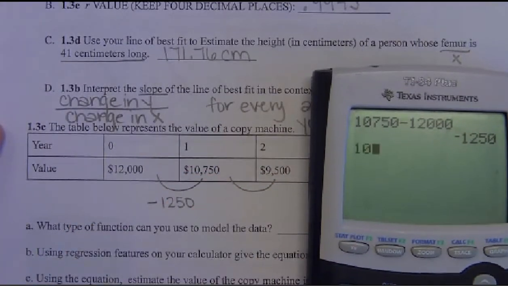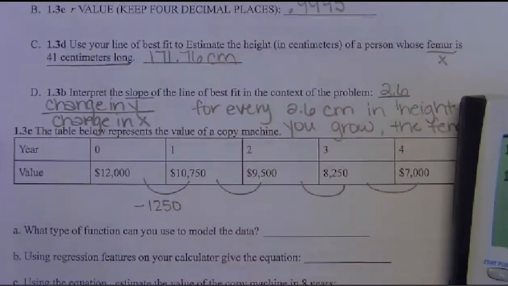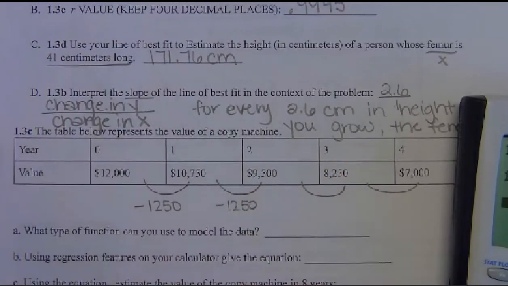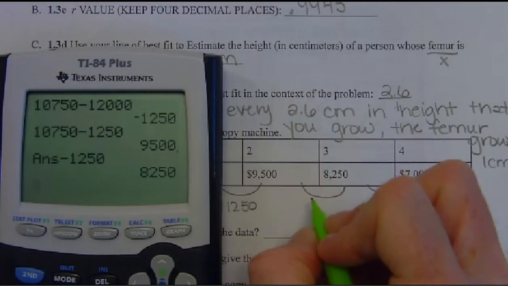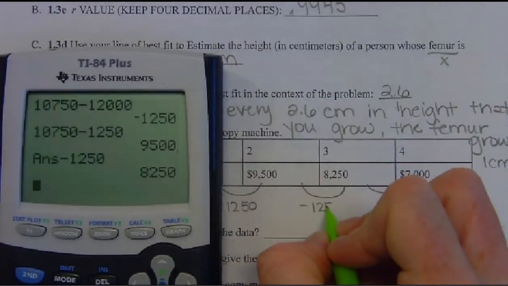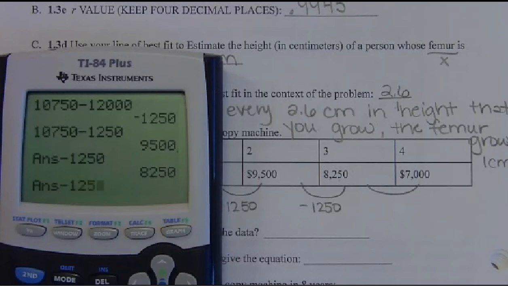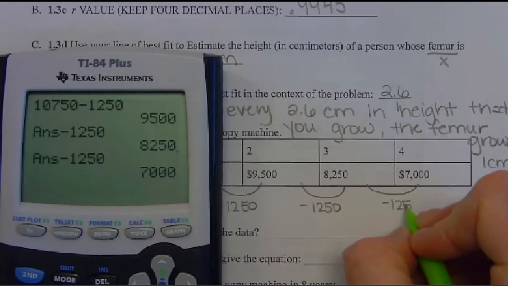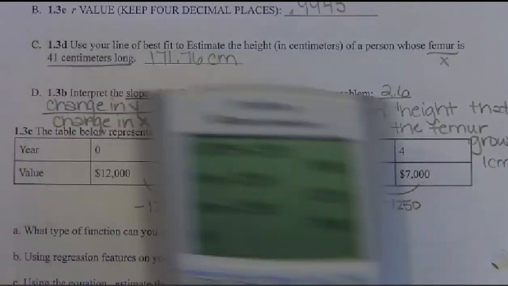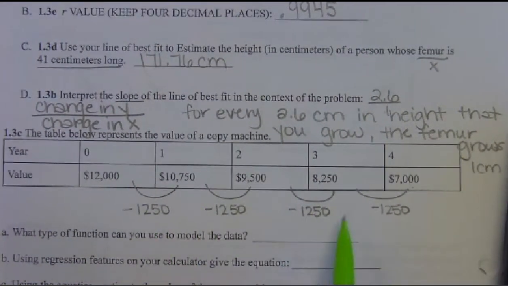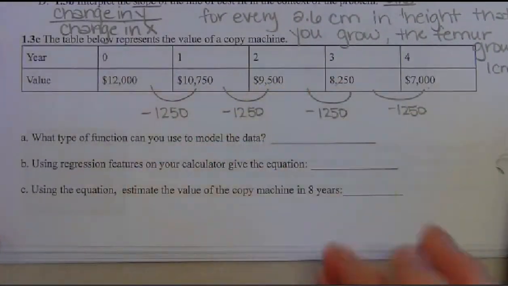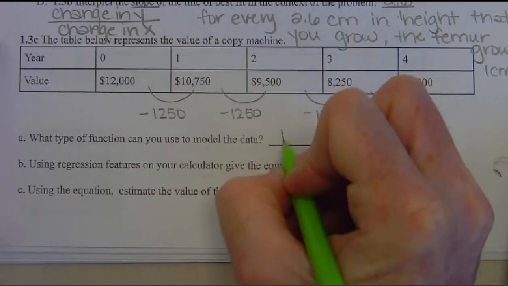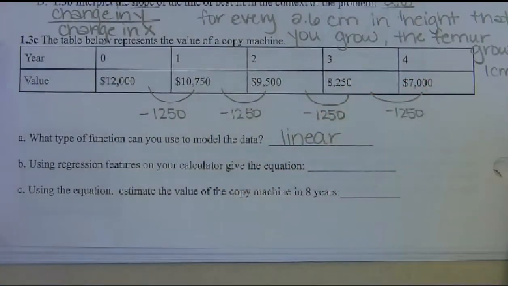So now if I took 10,750 and minus 1250, I get my next term, so that follows the pattern. If I took that term and subtracted my 1250, I get 8250, which follows the next term. And if I do it one more time and subtract the 1250 again, you will see I will get 7,000. So the pattern here is I'm subtracting that 1250 each time. Because that is the first change and it is a constant increase or decrease, that makes this going to be a linear model for this data.